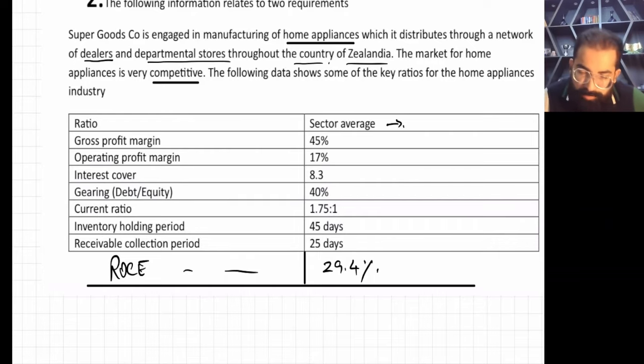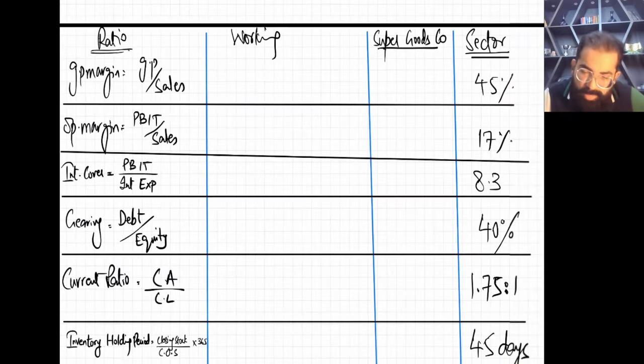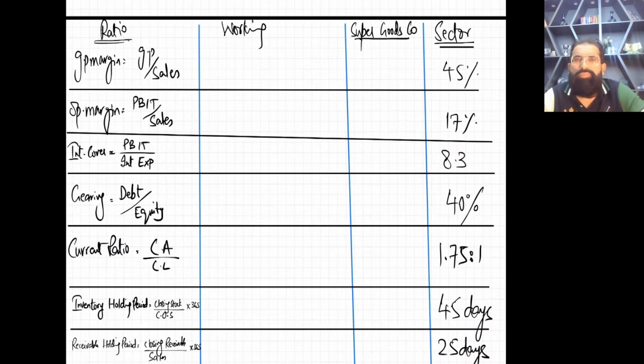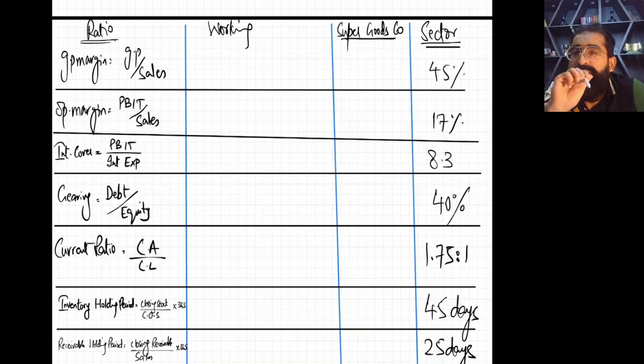Okay. So now requirement number A I am doing. Just to save time, many things I have already written. First of all, I have written the names of the ratios and the formulas of those ratios. Even you all know the formulas, so the formula is not a big thing at all. And in the last column, I have written the sector average.